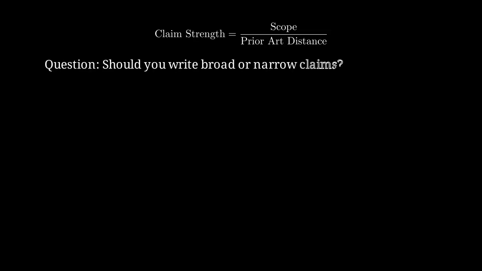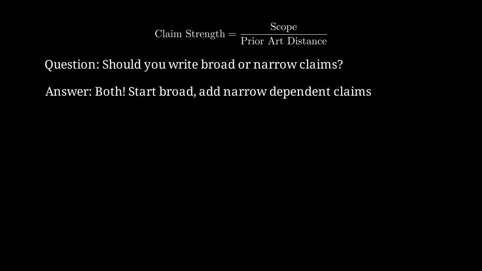Here's an important question. Should you write broad or narrow patent claims? The answer is both. Start with broad independent claims, then add narrow dependent claims that include additional features. This gives you layered protection.